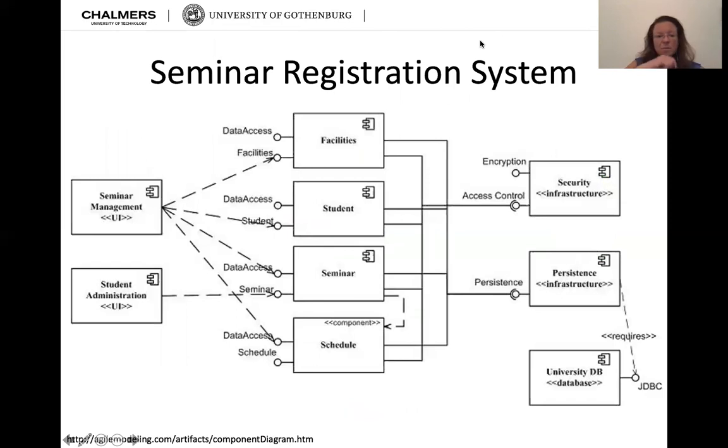Another example from our friends at agilemodeling.com, the seminar registration system that we've looked at a few times. Here we have the components for seminar management and for student administration, and then we have the facilities that we depend on: the students, the seminars, and the schedule. We depend on all of these. And then we have a security component and a persistence component that all of these other components depend on. This one is again UML 2 because you see those icons in the top right corner of your components.